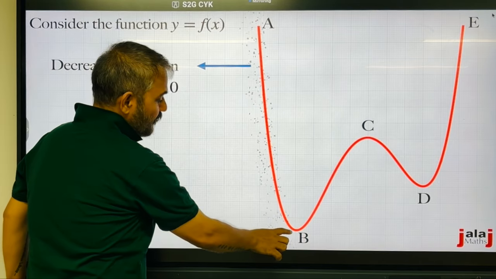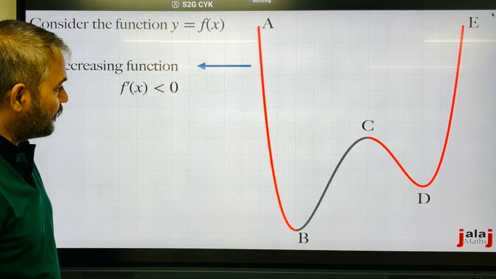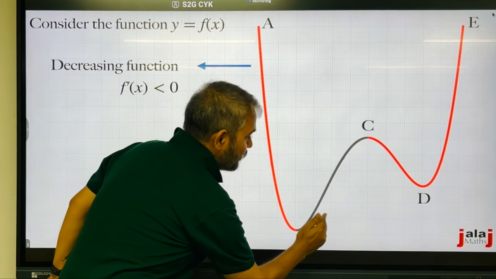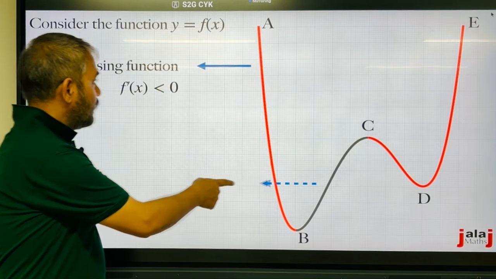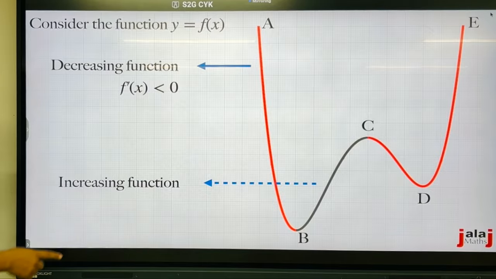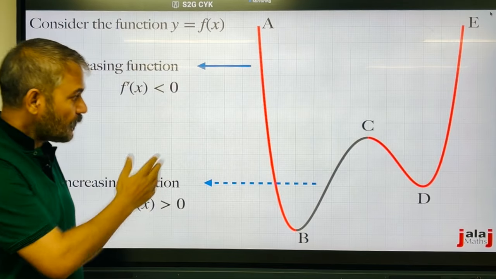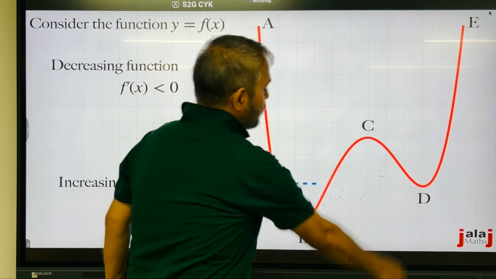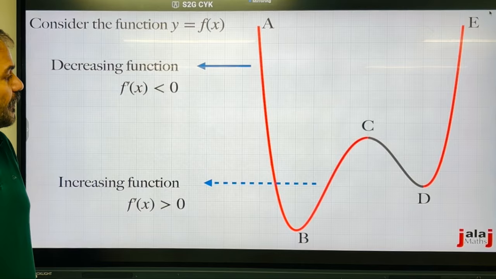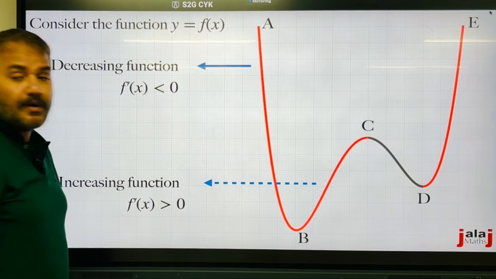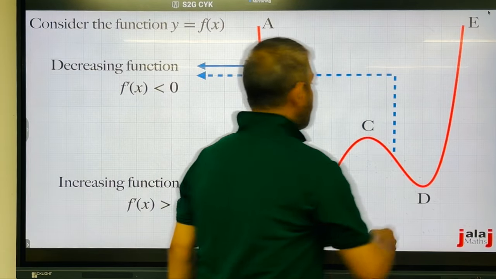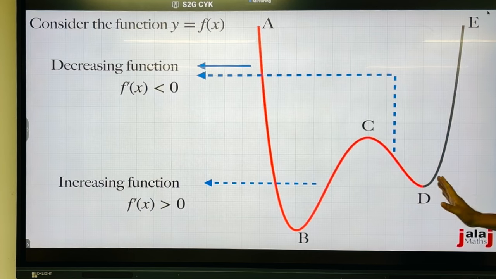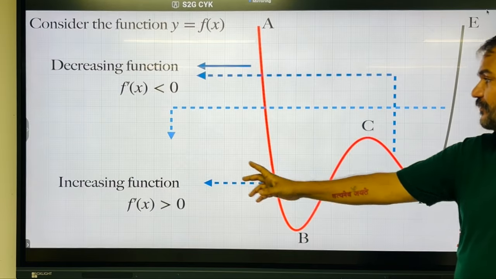Now, let's move on from B to C. From B to C, as x increases, we see y is also increasing. As a result, the gradient will be positive. So this part of the curve is an increasing function where the gradient is always positive. Moving further, from C to D, similar to A to B, C to D is also a decreasing function where the gradient will be negative. And from D to E, when x increases, y also increases. So the gradient is positive, hence this is an increasing part of the function.